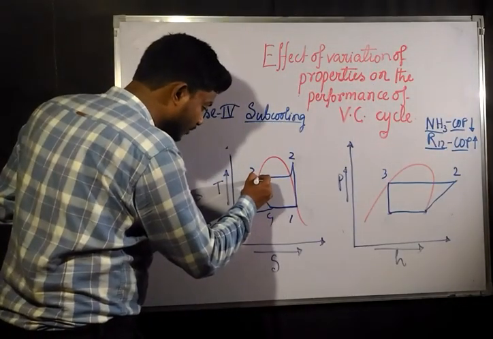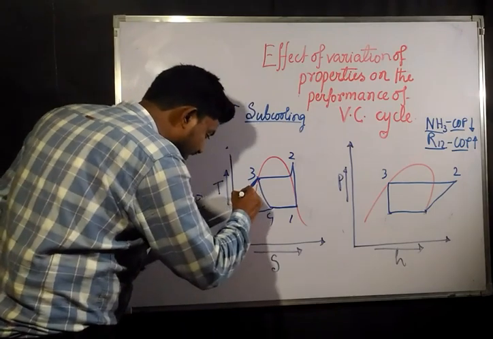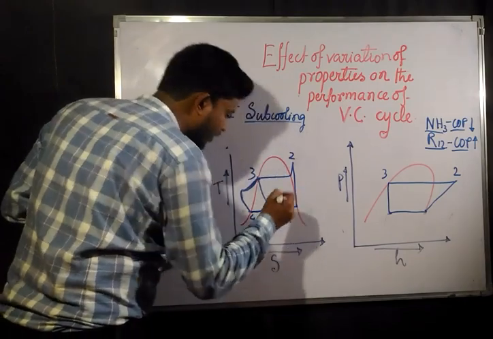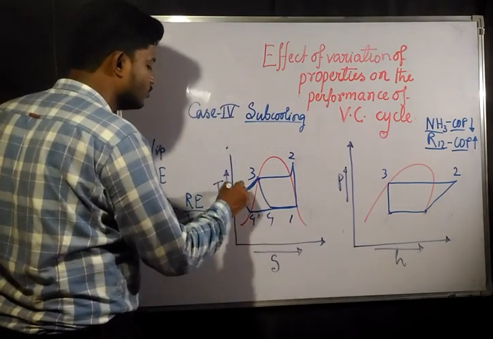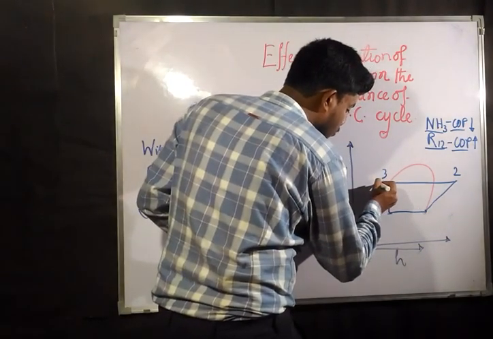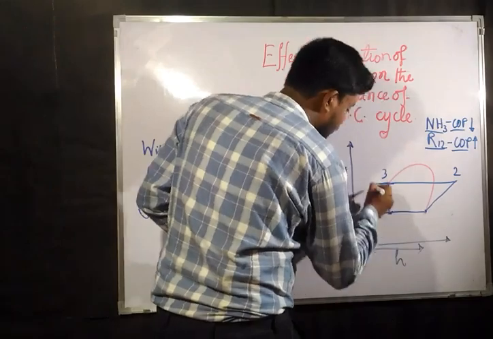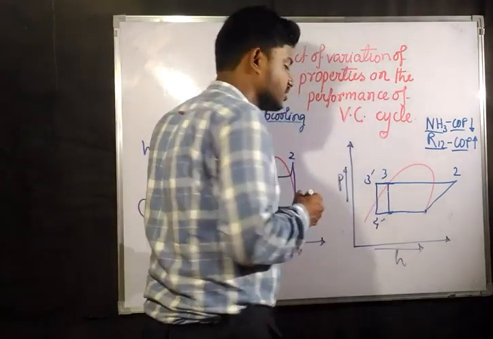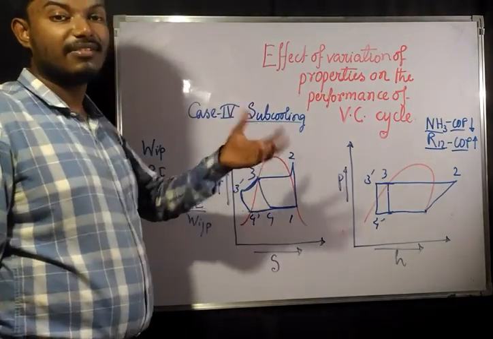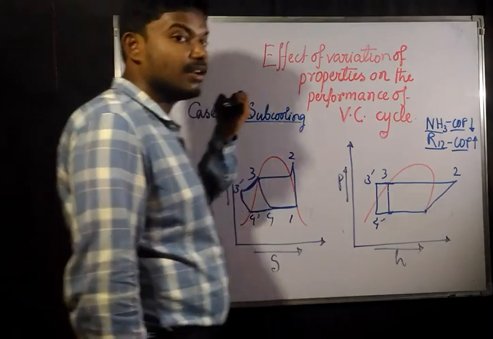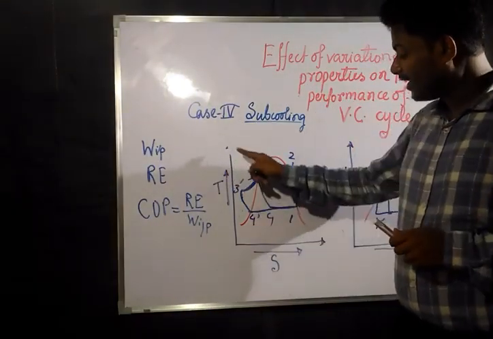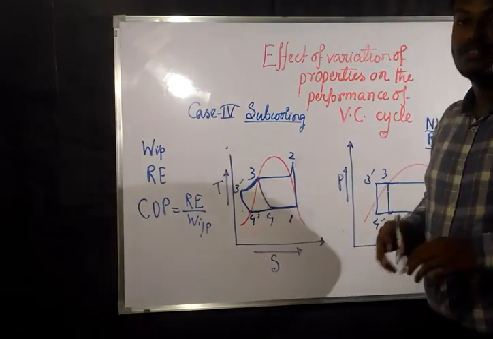So what is happening: after coming out from the condenser, we are cooling it further, then again isenthalpically it is coming to point 4, and after that it is going to point 1 again. So this is going to be 4 dash and this is going to be 3 dash. Similarly here it will be cooled, and after that this will be 3 dash and this is going to be your 4 dash. So the liquid that has come out of the condenser has been cooled again, and after that it has been passed through the evaporator again.